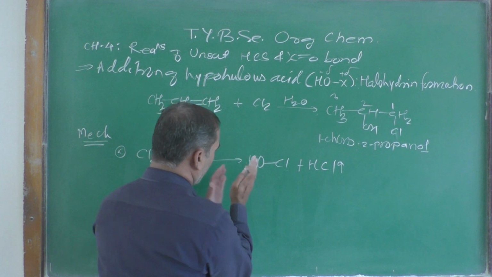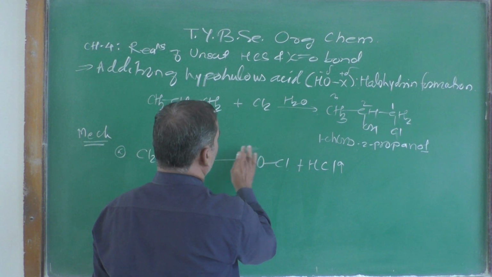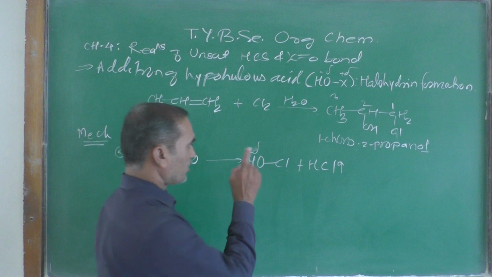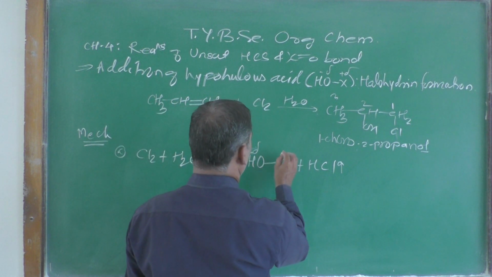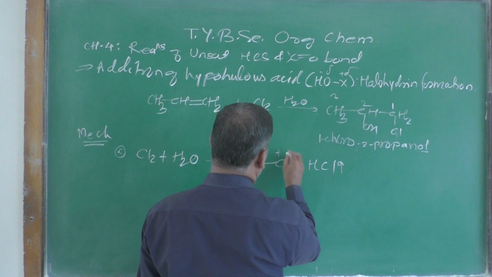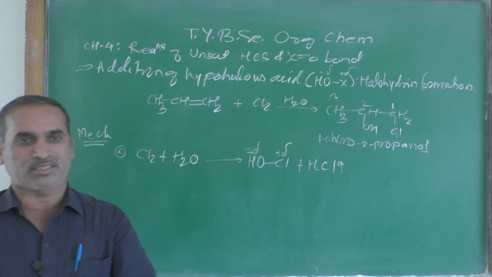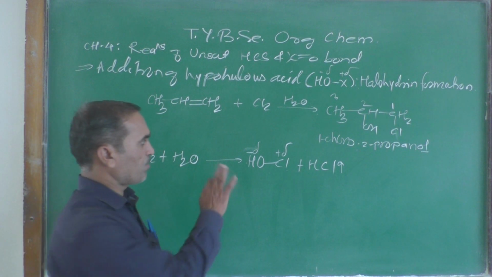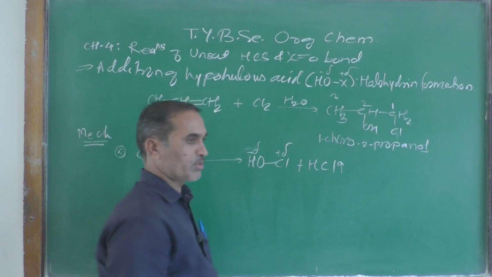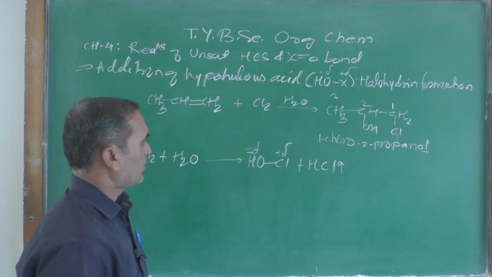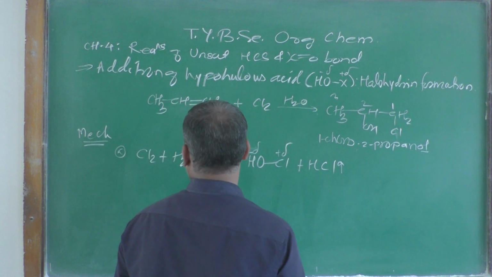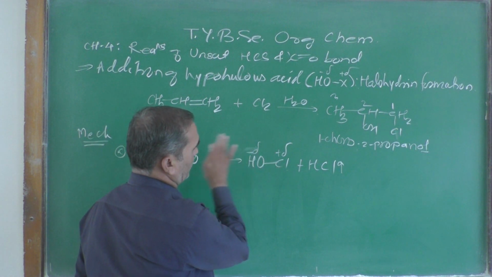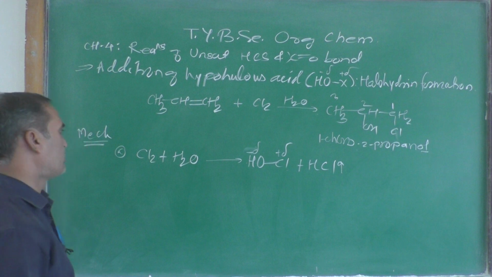In hypochlorous acid, the hydroxyl group gets a partial negative charge, whereas the chlorine atom here gets a plus delta charge. It shows as a pseudo halogen, like a halogen. So it can show positive as well as negative charge, and this is the first step.